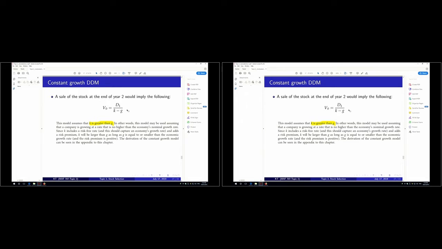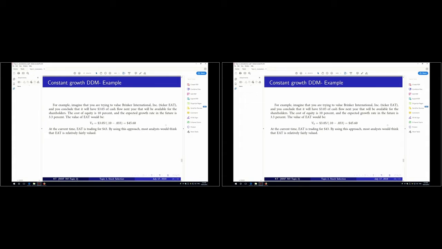So D1 divided by K minus G produces that value. The model assumes that the K, which is the discount rate, the required rate of return, is greater than the growth rate. If the required rate of return goes below the growth rate, then you are talking about the company growing beyond the economic growth rate. That assumption will not hold. So we always assume that the growth rate will be less than the required rate of return. If the growth rate exceeds the required rate of return, this model will explode.